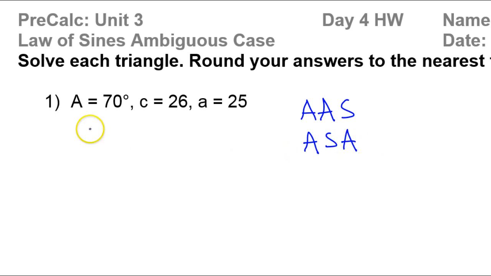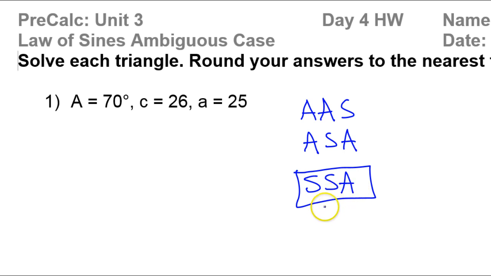But every now and then you will get this third situation, side, side, angle. Two sides and an angle. This is the ambiguous case. When you see this set of information, you can't be sure. Will you have one triangle? Will you have two triangles? Or sometimes this will form no triangles at all. So we're going to play around with these numbers and figure out what's happening.